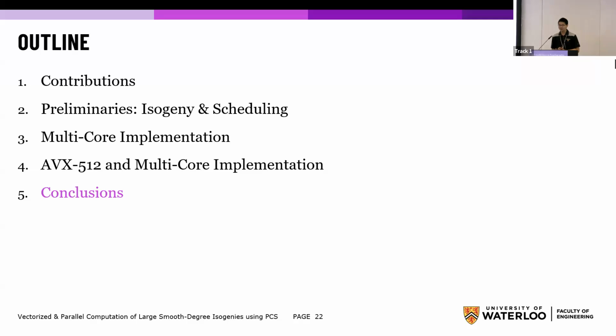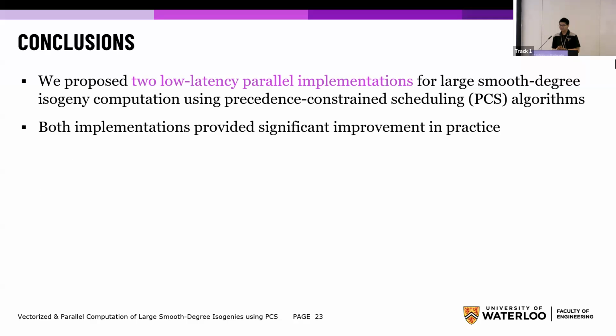And lastly, for the conclusions of the talk. In this work, we propose 2 low latency parallel implementations for large smooth degree isogeny computation, where we use the PCS, or precedence constraint scheduling, algorithms. And both algorithms show significant improvement in practice.